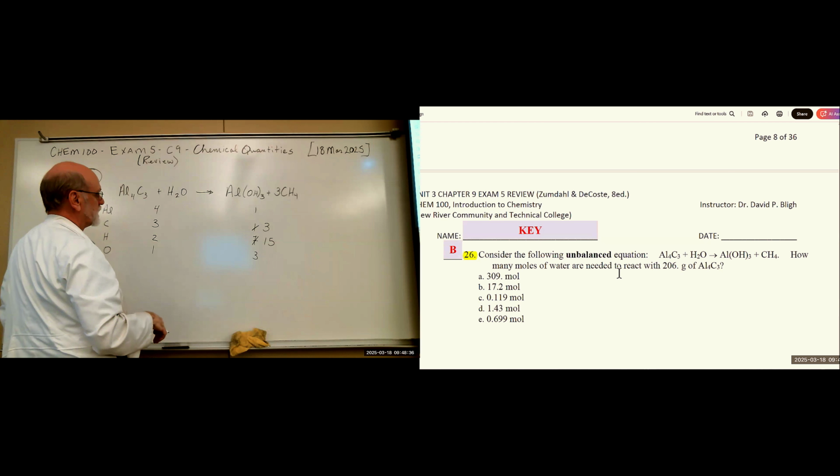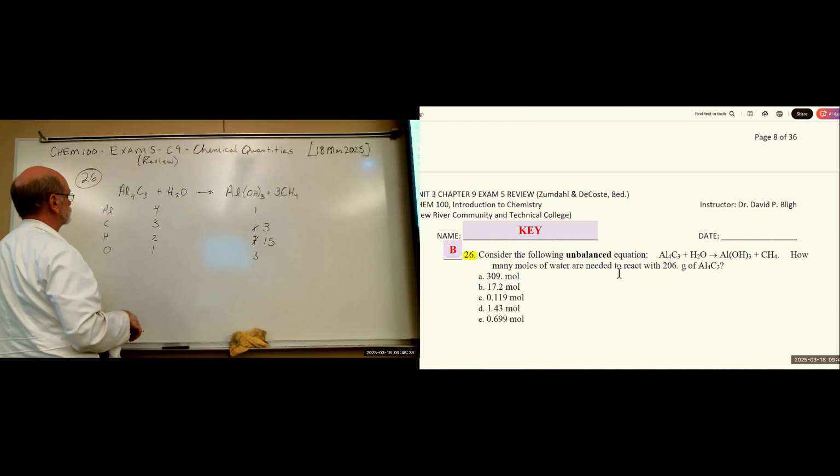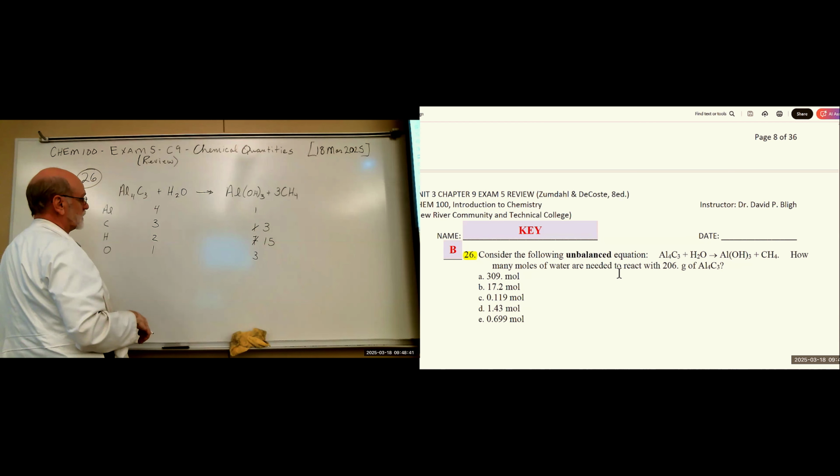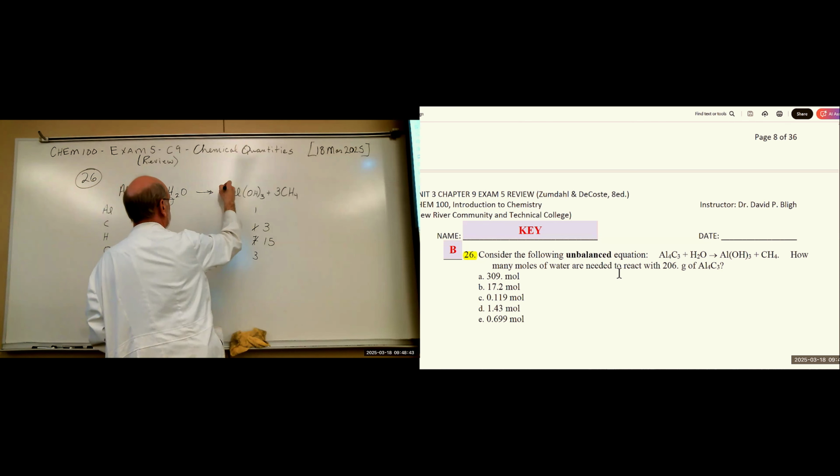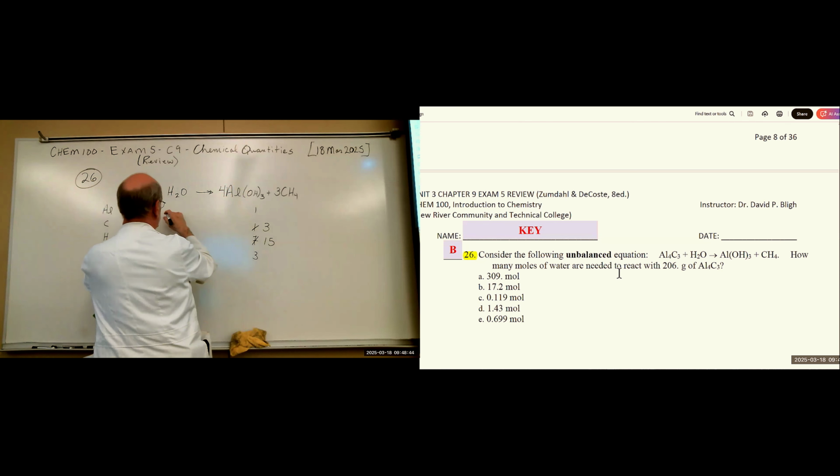Now we can go to aluminum and say 4 aluminum here. All right, that makes 4. Carbons are the same, hydrogens. So 4 times 3 is 12. 12 hydrogens plus 12 hydrogens is 24. Oops. 24 hydrogens. We also changed the oxygens to 4.